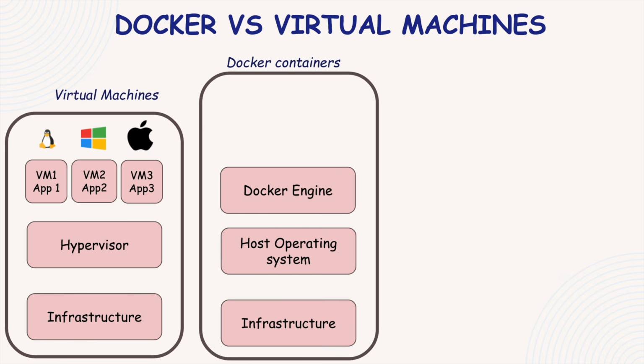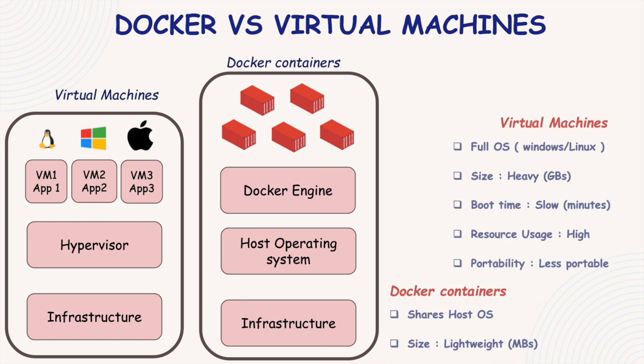Next, we install Docker Engine on the host operating system. We can call it the Docker daemon. This is the one which actually runs and manages your containers. So with Docker, you can spin up a container in seconds with just the app and its dependencies, unlike a VM which needs to boot an entire operating system.